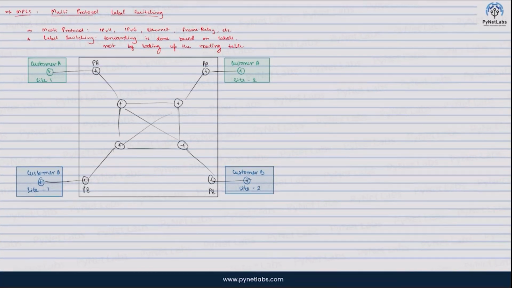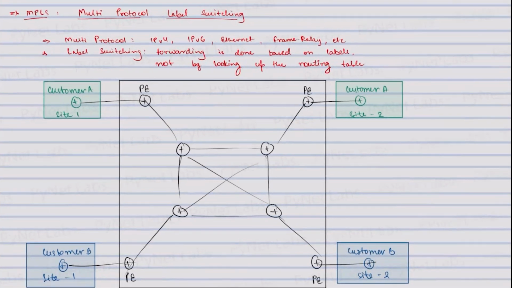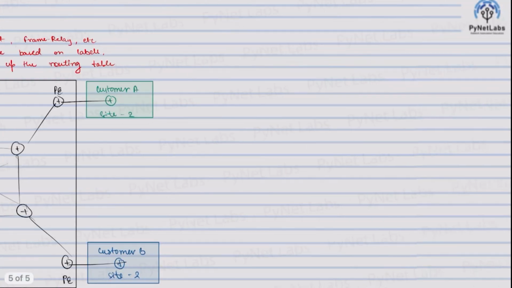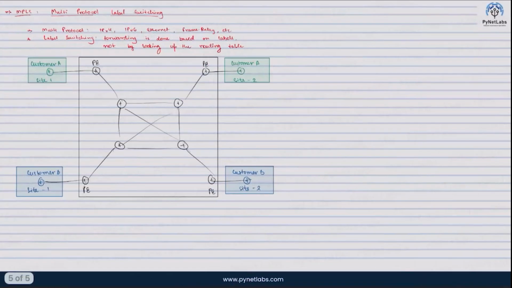So we discussed yesterday that MPLS contains two terminologies, multi-protocol, which means it works beyond the simple IP protocol, as well as label switching. That means the forwarding is done based on label, not by looking up the routing table. Now, what exactly is the protocol that's working between these devices to make the exchange of label possible? Let's talk about that now.